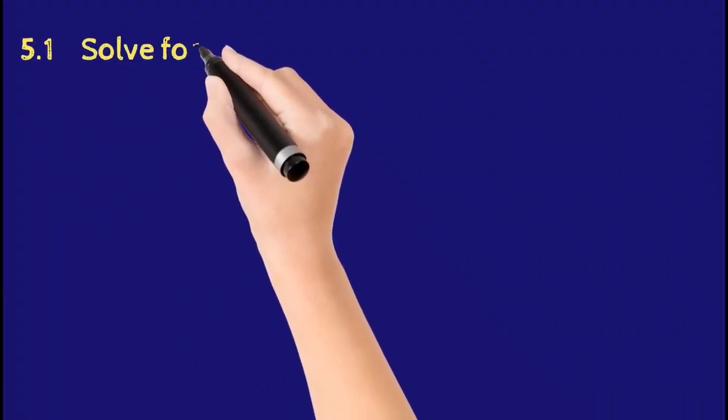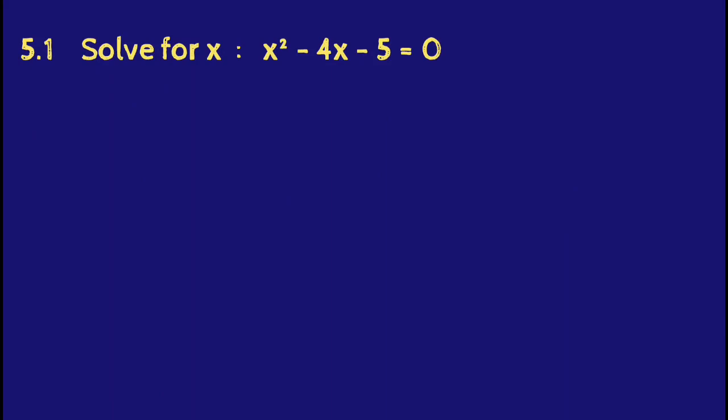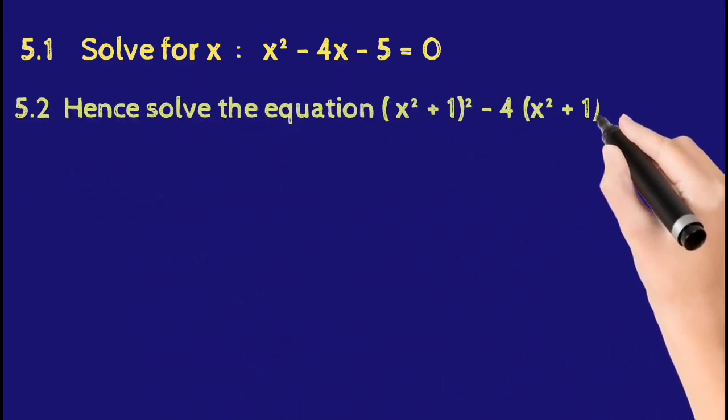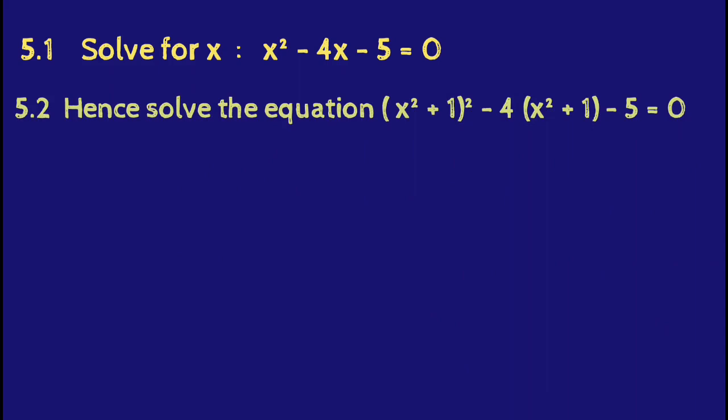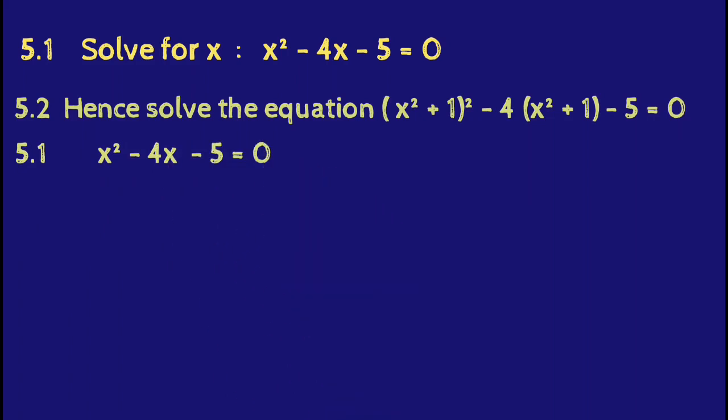5.1 Solve for x. x squared minus 4x minus 5 equal to 0. 5.2 Hence solve the equation (x squared plus 1) in brackets squared minus 4 open bracket x squared plus 1 close bracket minus 5 equal to 0. Okay, let's start with 5.1. x squared minus 4x minus 5 equal to 0.